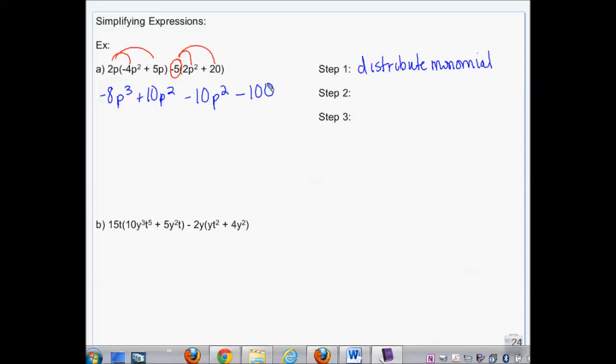That's like terms in the middle, right? Yeah. Okay. Our like terms are already together, so we don't have to rearrange anything. 10p squared and negative 10p squared are like terms, and they cancel each other out, right? So you're just left with negative 8 p to the third and minus 100. And then that is completely simplified because we've collected all of our like terms and combined them, and nothing else matches.